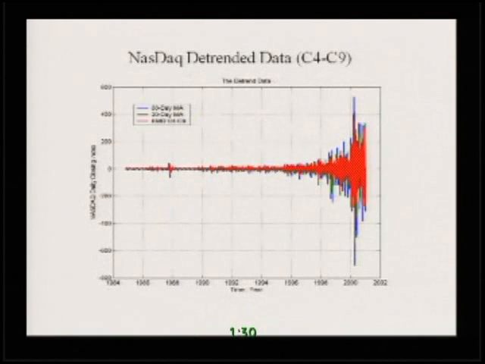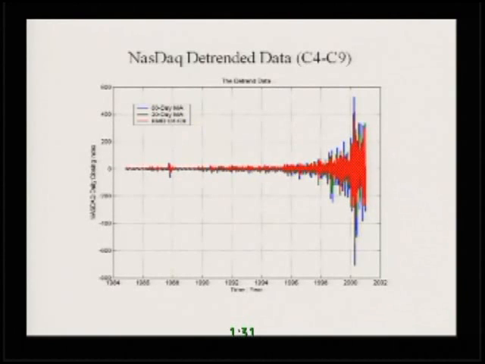When you take away that running mean, that EMD fit, this is the result. This is what's left, the fluctuation from that trend. And what you see here is extremely interesting. The fluctuation suddenly increased a lot.